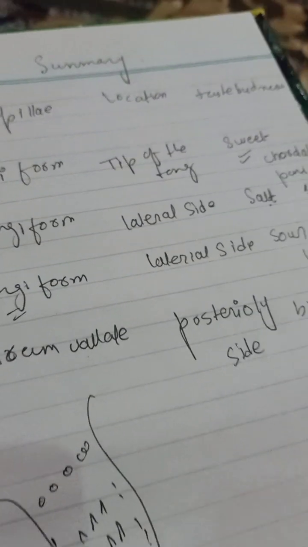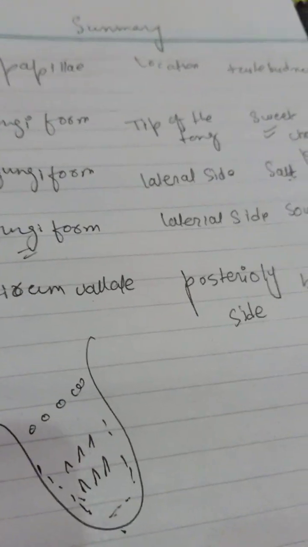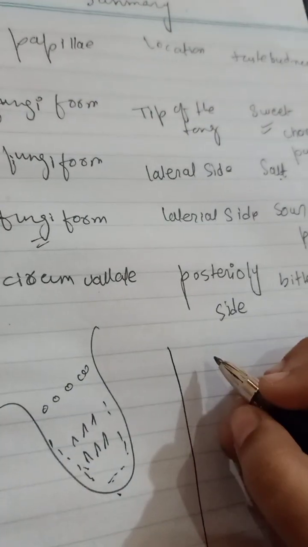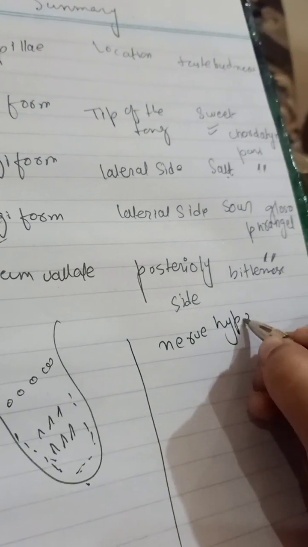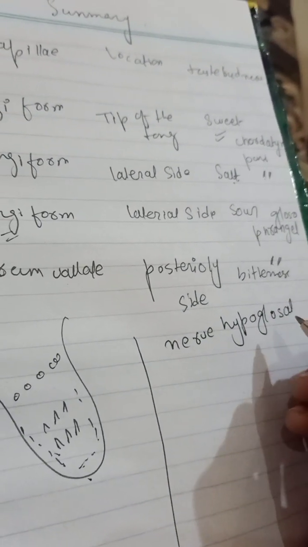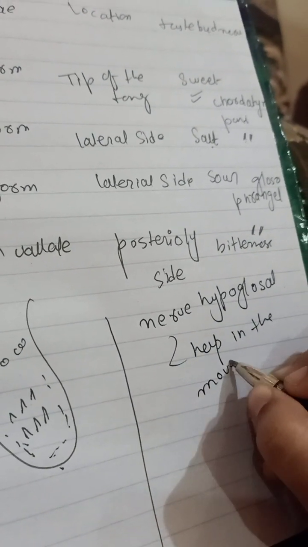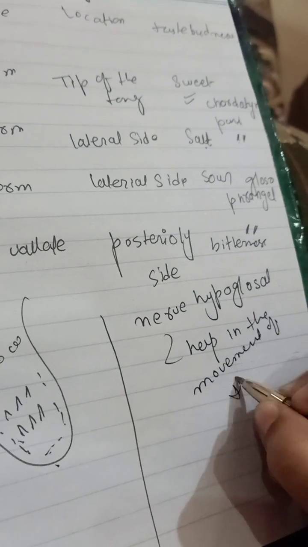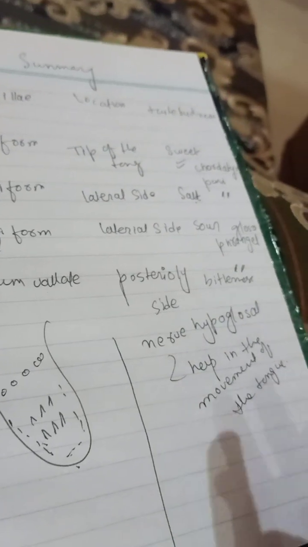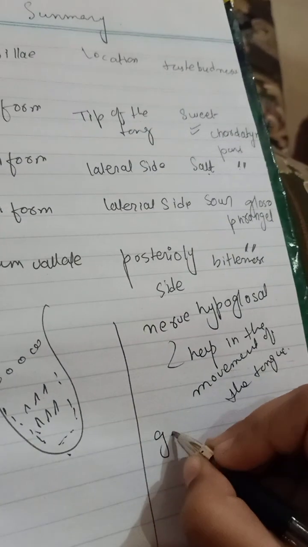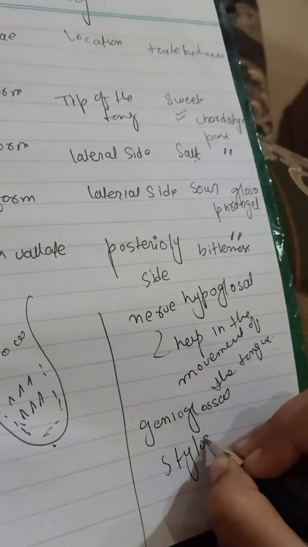And there are some extra things that I'll be telling you in this video. There is an extra nerve, the hypoglossal nerve. Hypoglossal is the nerve that helps in the movement of the tongue basically. Okay, and this nerve controls two muscles, the genioglossus muscle and the styloglossus muscle.